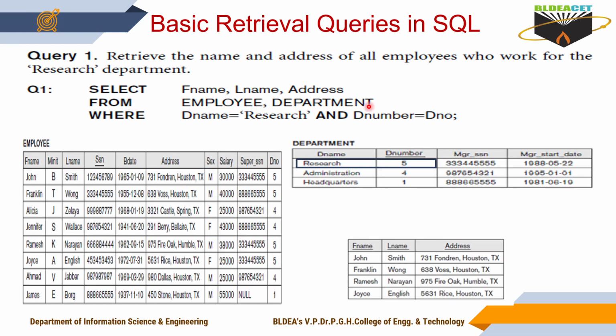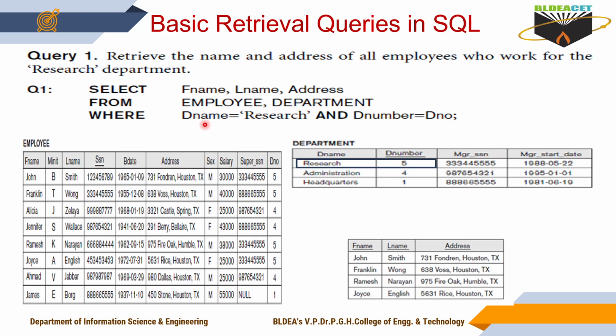From table name. What relations do you require to retrieve the query? Those relation names you have to specify in the from clause. Actually, a relation in SQL we call a table. Those table names you have to specify in the from clause. Select attribute names from employee, that is the relation or table names, and where condition.